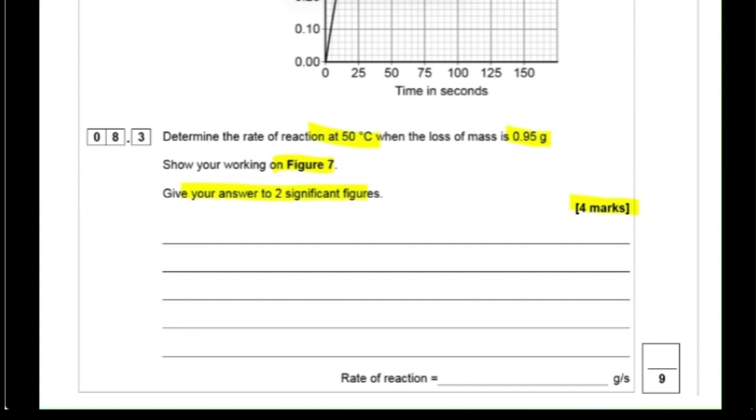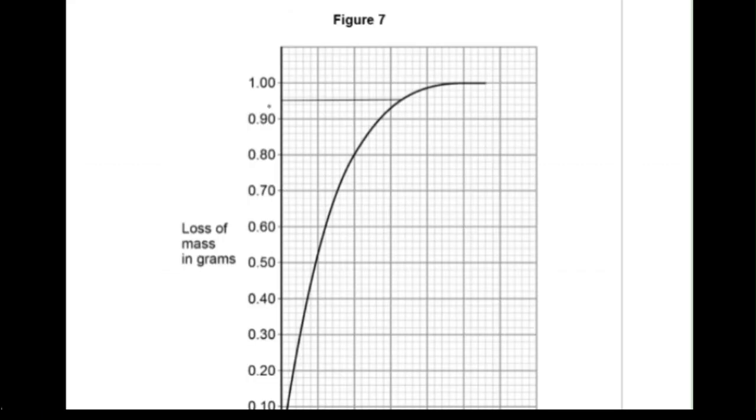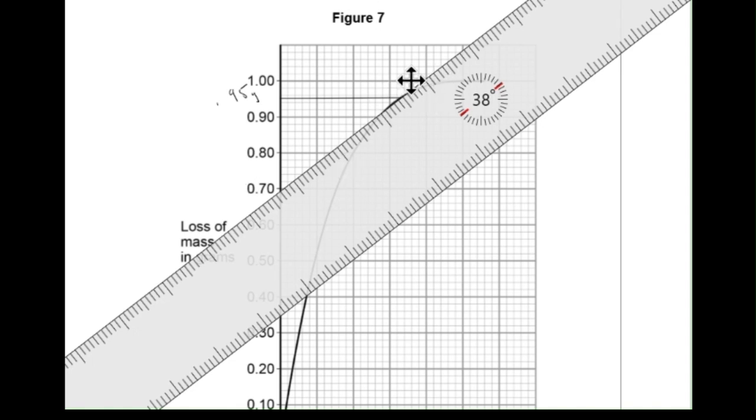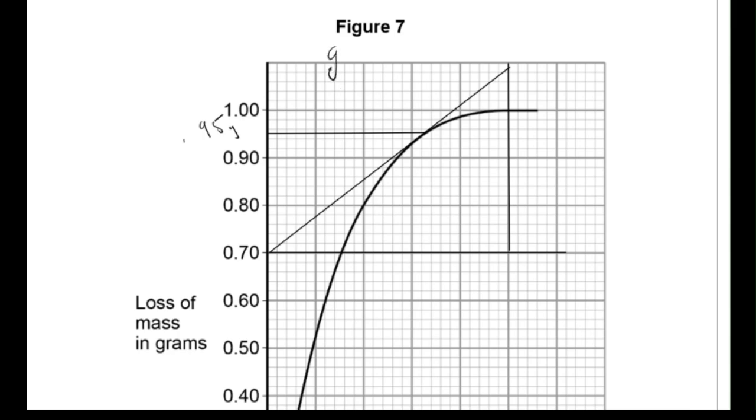Now you might recall this is one of those questions where you need to be able to calculate the rate of reaction by drawing a tangent at the points asked in the question. So in the question it's asking us for 50 degrees, 0.95 grams. So we get our ruler and we put our ruler across from 0.95 grams onto the curve, and then we try and draw a line of a tangent as close as we can to that point. Once we've got the tangent, we can now work out the gradient of that line.